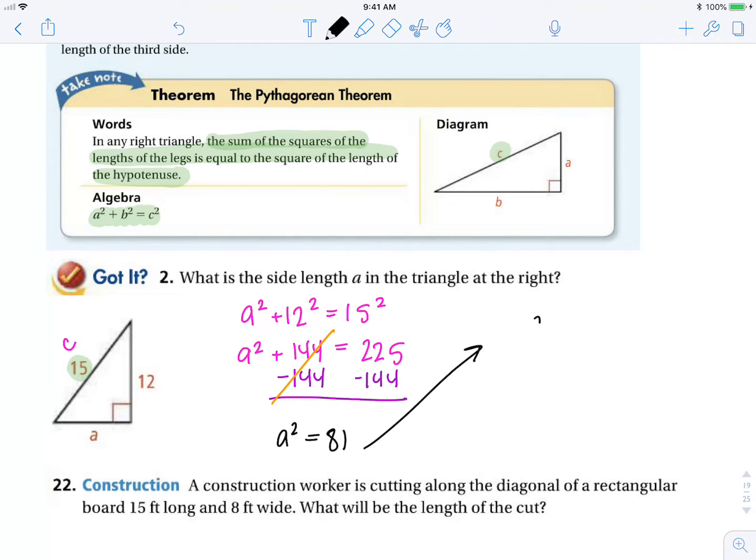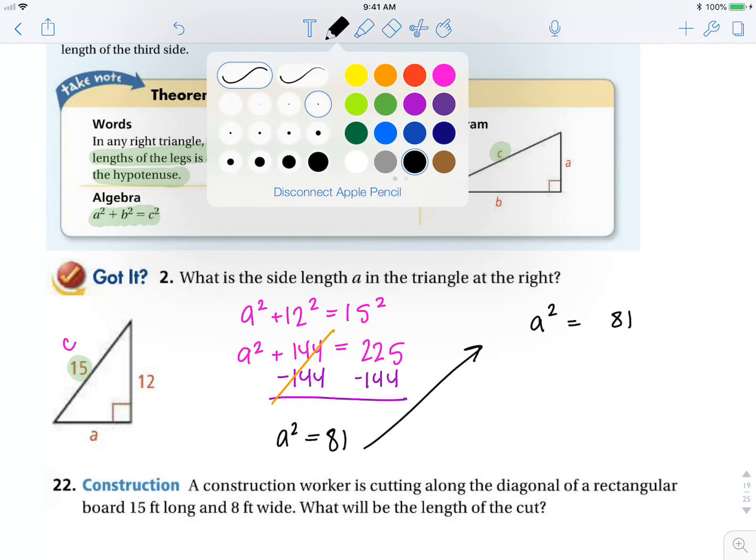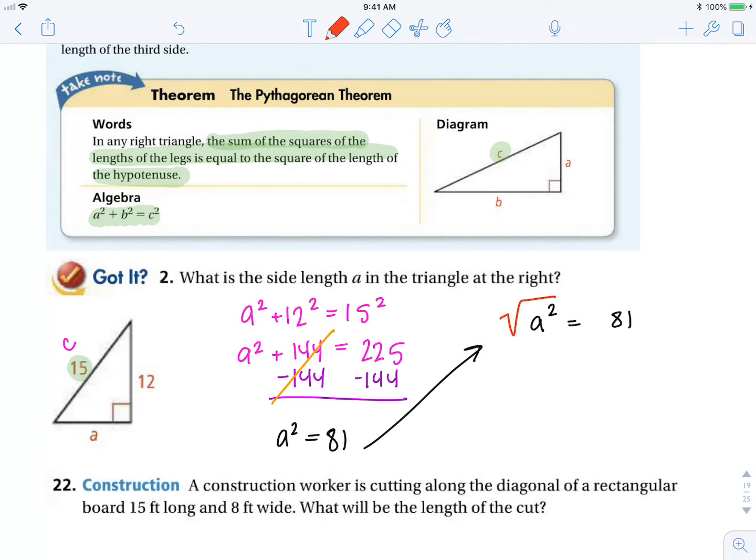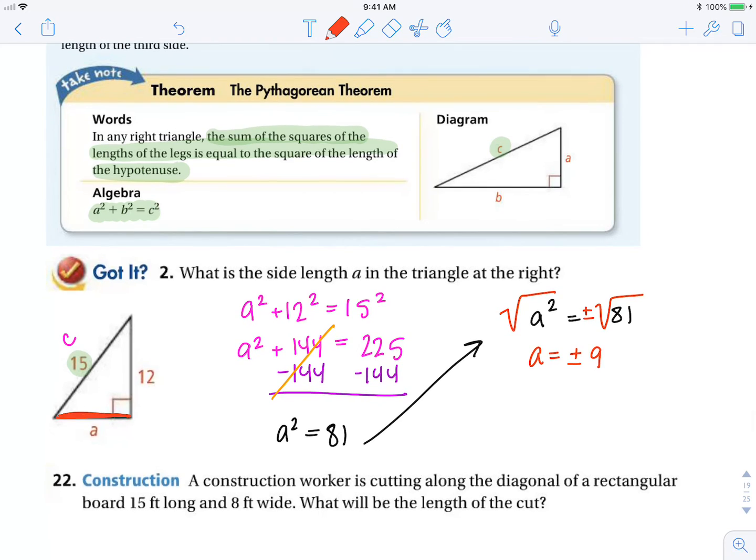When we're trying to solve this equation, a squared equals 81, the inverse operation to squaring is taking the square root. But whenever we take the square root, we have both a positive and a negative value because there are always two numbers that square to make the same number. So a is positive 9 or negative 9. But since we're talking about a as being the length of this side of a triangle, we can't have a negative side length. So for this scenario, a can only be 9.